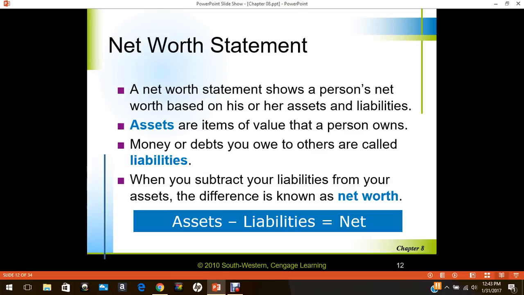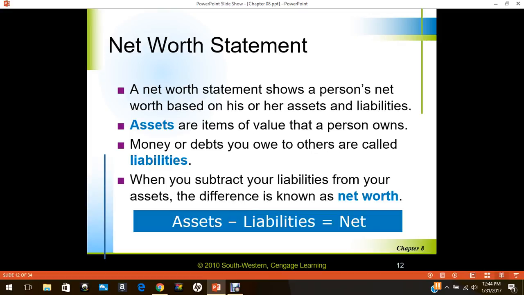A lot of times when we talk about net worth, it's important for you to be able to identify what your net worth is. Also, if your assets are greater than your liabilities, you are said to be solvent or in a favorable financial position. If your liabilities are greater than your assets, meaning that you owe more than you own, then you're said to be insolvent or in a poor financial position.